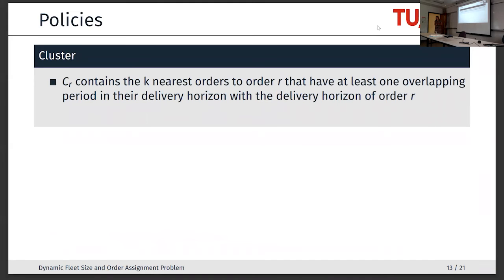What we do instead is we define clusters. Each cluster contains the k nearest orders to order r that have at least one overlapping period in the delivery horizon with the delivery horizon of order r. So we have a request, we look at its neighboring orders, excluding those that don't have any overlap because they can never be served in the same period anyway. And then we just take the k nearest orders. And then for each subset of orders in that cluster, we construct a bundle, and that is what we use in our formulation.